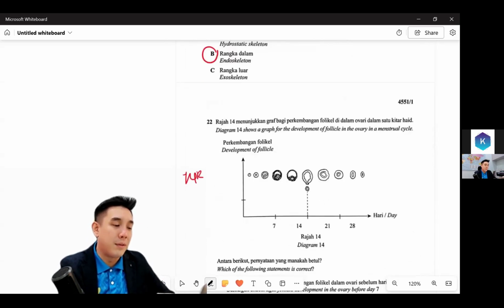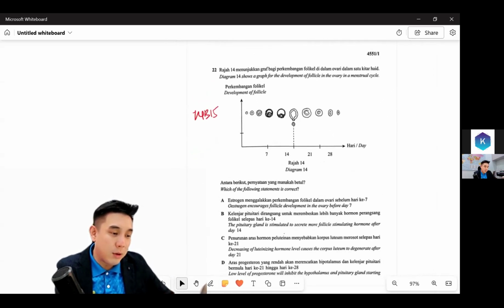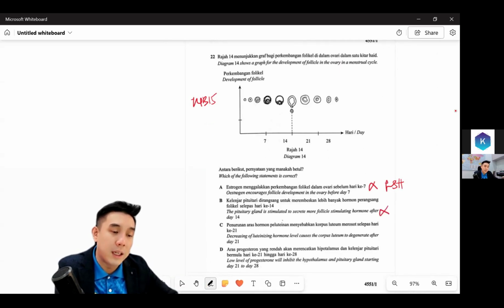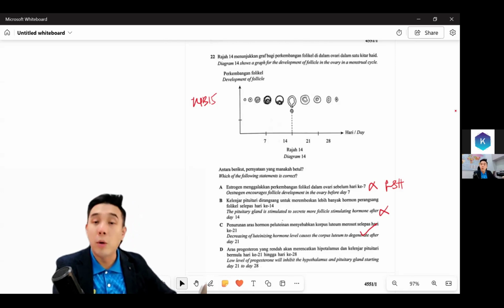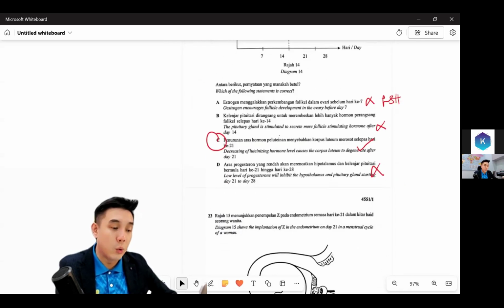22, Form 4 Chapter 15, the reproduction chapter. Okay, what they're asking, which of the following statements is correct? Estrogen stimulates follicle development. No, that one is FSH, guys. And for the second one, pituitary gland secretes more FSH. No, it doesn't. It drops. Yes, C is correct. Less luteinizing hormone, the corpus luteum will degenerate. This is wrong. So answer is C. 22, answer is C.